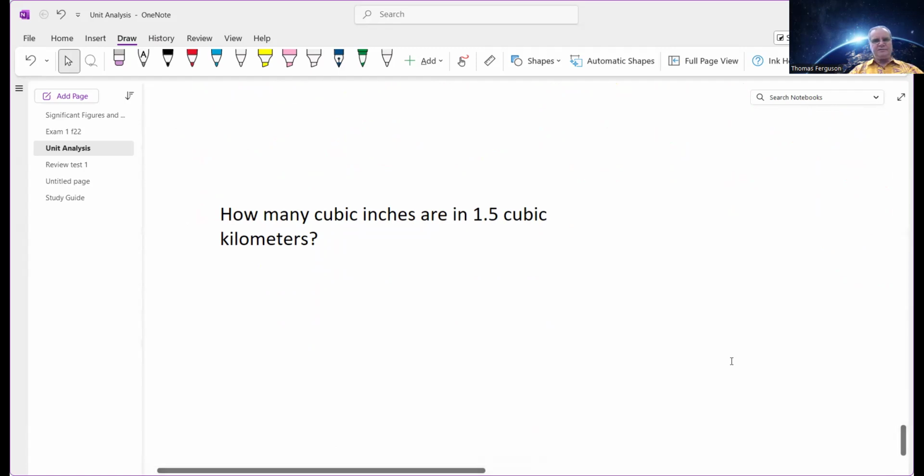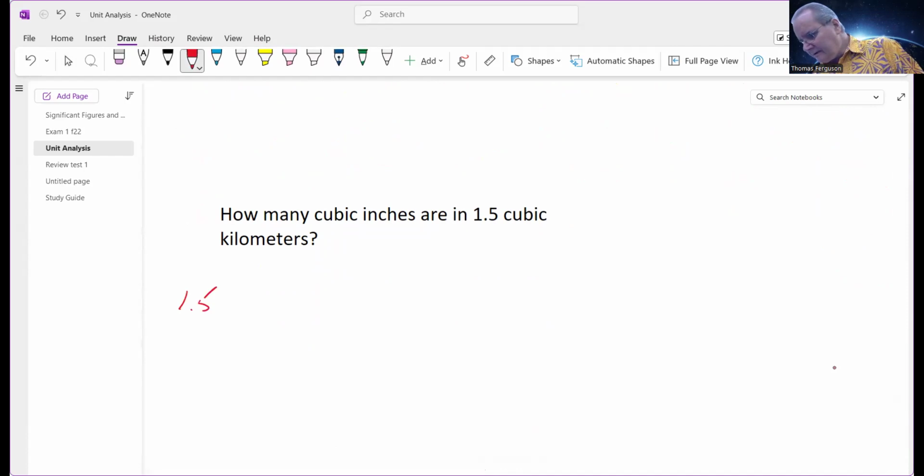Okay, how many cubic inches are in 1.5 cubic kilometers? Again, it's a cubic one. So we bring in the cubic conversion factors. So we're going to start with 1.5. Do I need to cube the 1.5? It's already been cubed, so no, leave it alone.